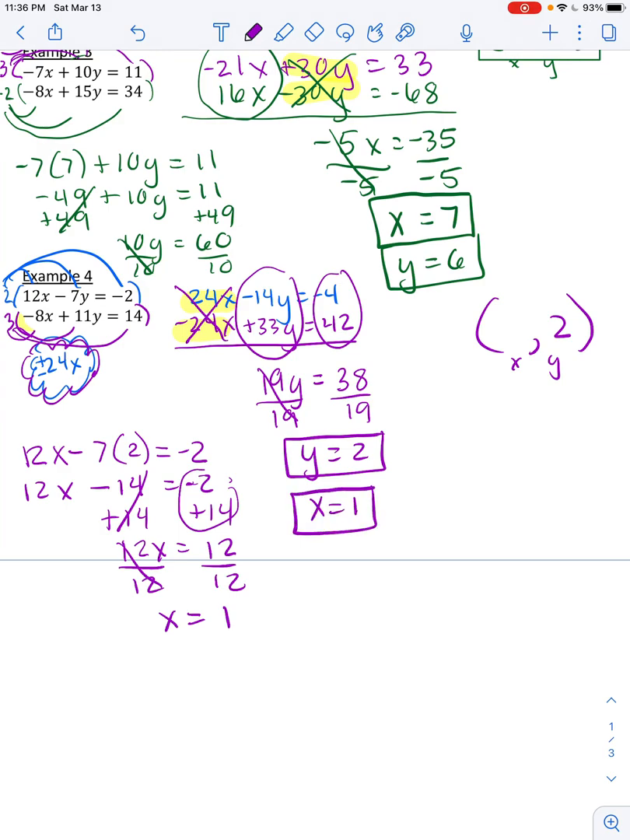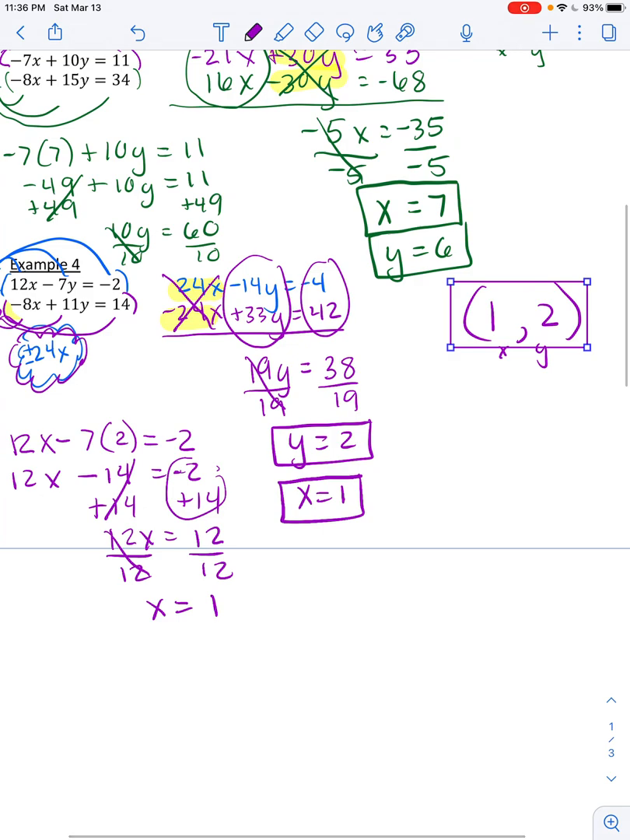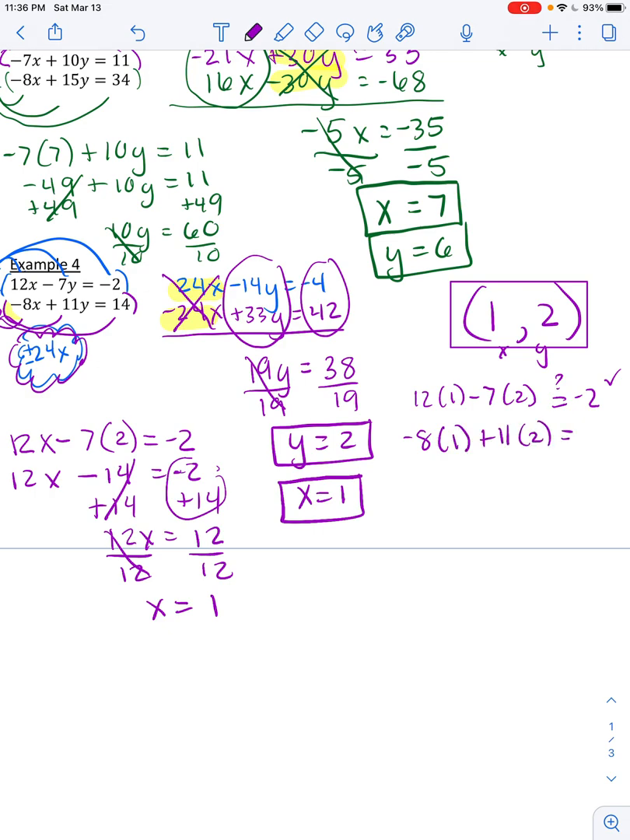So then when I go to put that in as my solution, it is the point 1, 2 that I could go back and check by plugging in 12 times my x minus 7 times my y. Does that equal negative 2? That's my top equation. That would check out on my calculator. Bottom equation. Negative 8 times my x plus 11 times my y. Does that equal 14? Do that on my calculator. Checks out. Awesome.